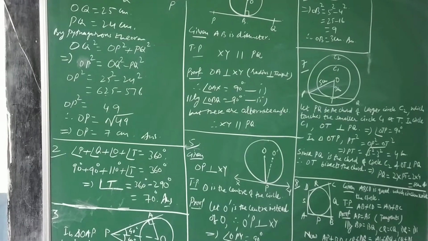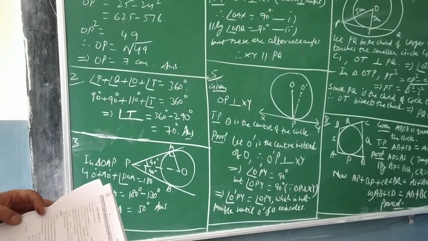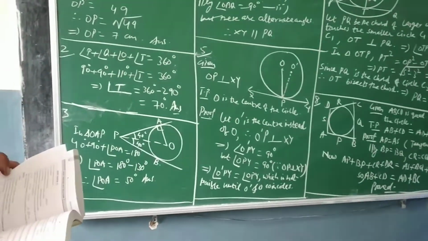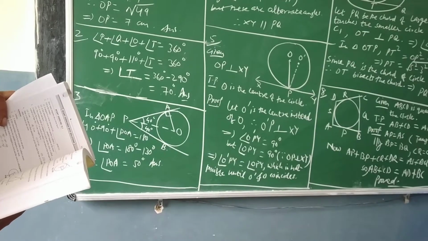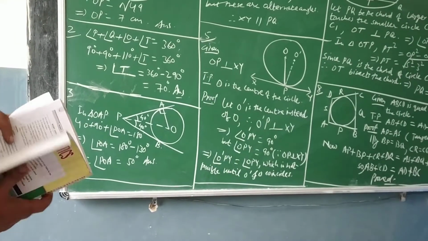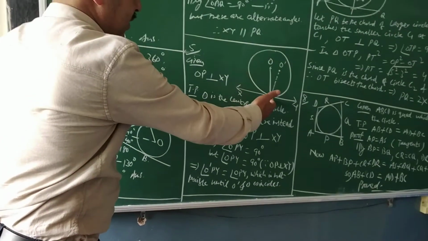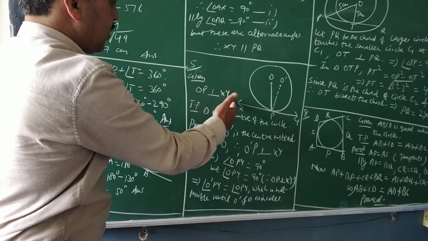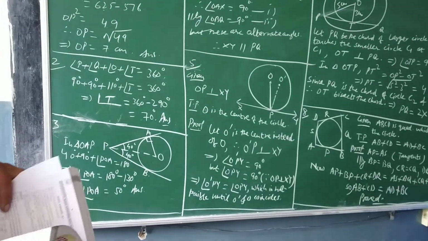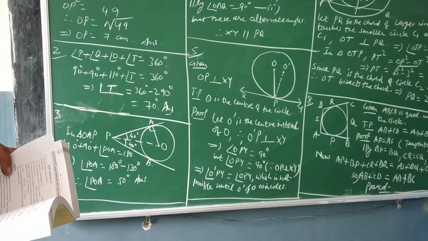Now question 5 is, prove that the perpendicular at the end point of a contact to the tangent to a circle passing through the center. So prove that the perpendicular at the end point, here it is, O is the center suppose, and P is the end point, and the tangent is there. So I have given that OP is perpendicular to XY, and what do I need to prove? That O is the center of the circle.